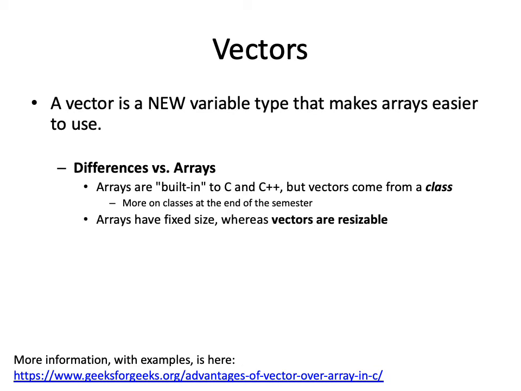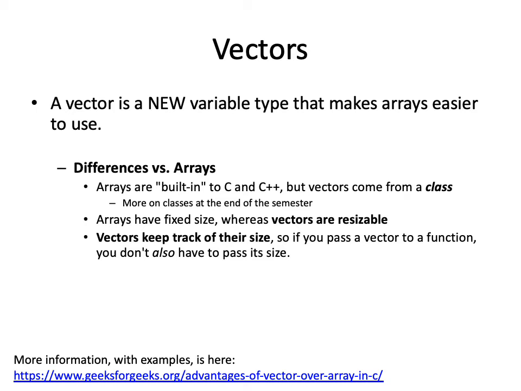Arrays have a fixed size, whereas vectors are resizable. Yay! That's good for vectors. Vectors keep track of their size, so remember how we had to pass an array into a function with its size.